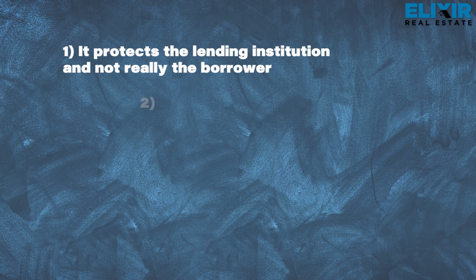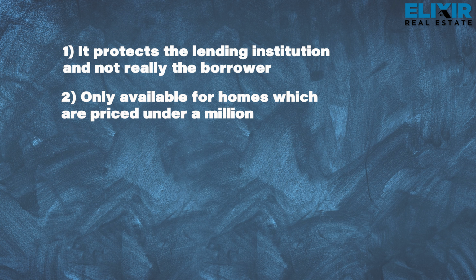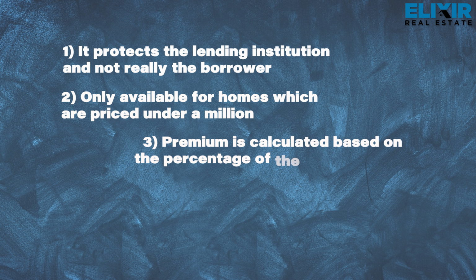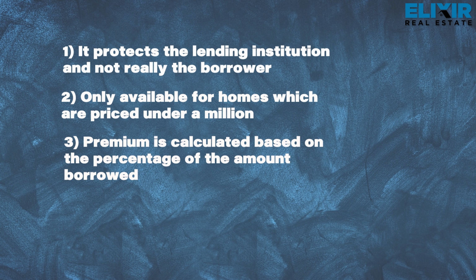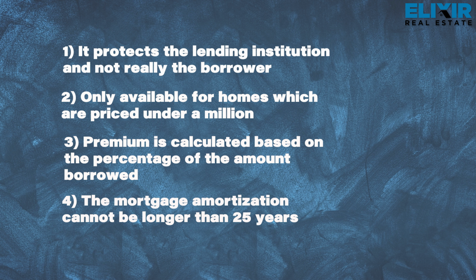Here are some finer points to understand this mortgage default insurance better. Let's review them. It protects the lending institution and not really the borrower. It's only available for homes which are priced under $1 million. Premium is calculated based on the percentage of the amount which is borrowed. The mortgage amortization cannot be longer than 25 years.